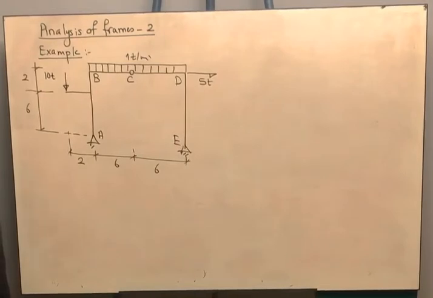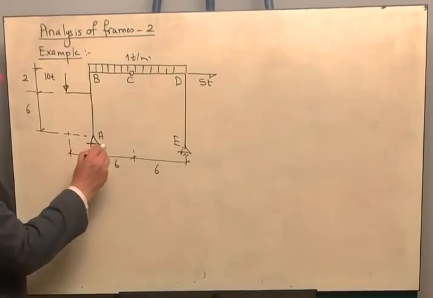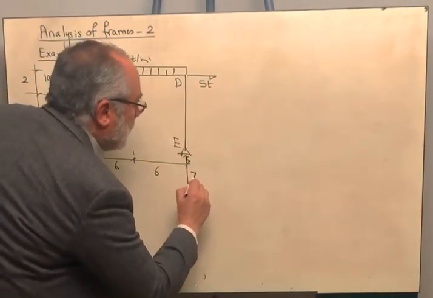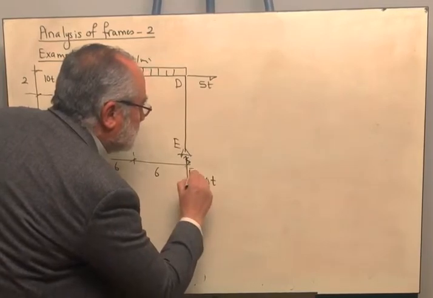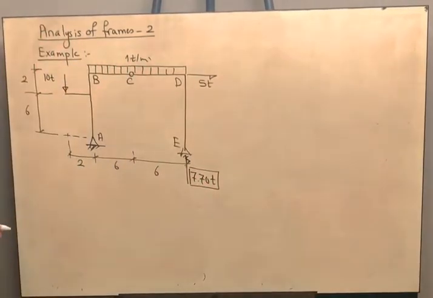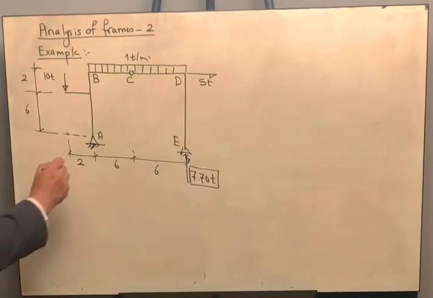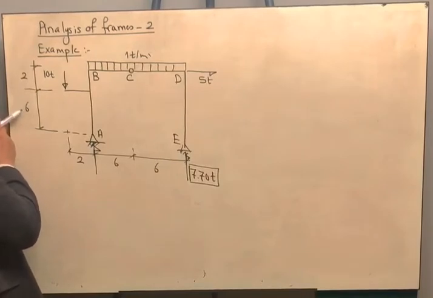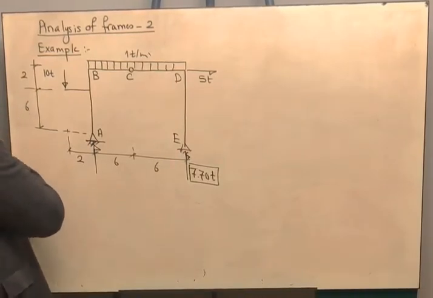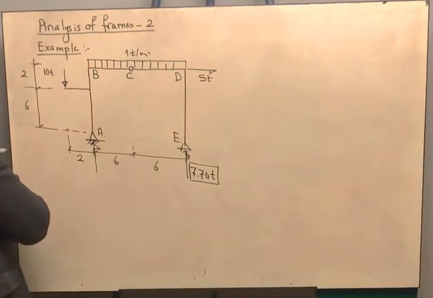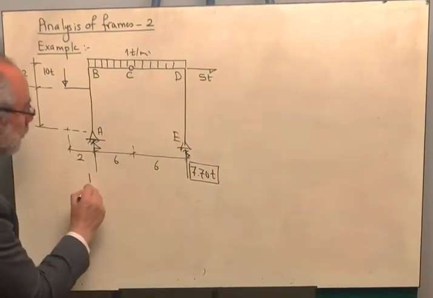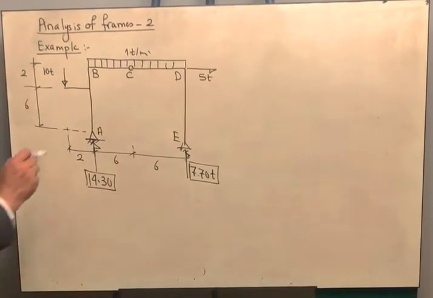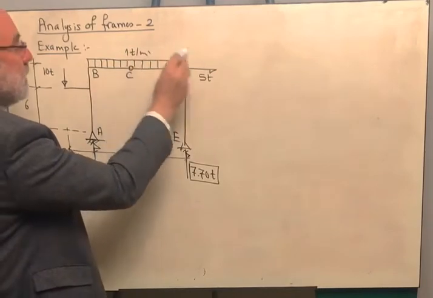Again, we need to calculate the reactions, so we can take moments about point A. We can get the vertical reaction at E. It will be 7.7 ton. Summing all of the forces in the vertical direction, we should get the vertical reaction at A. It will be 14.3 tons.